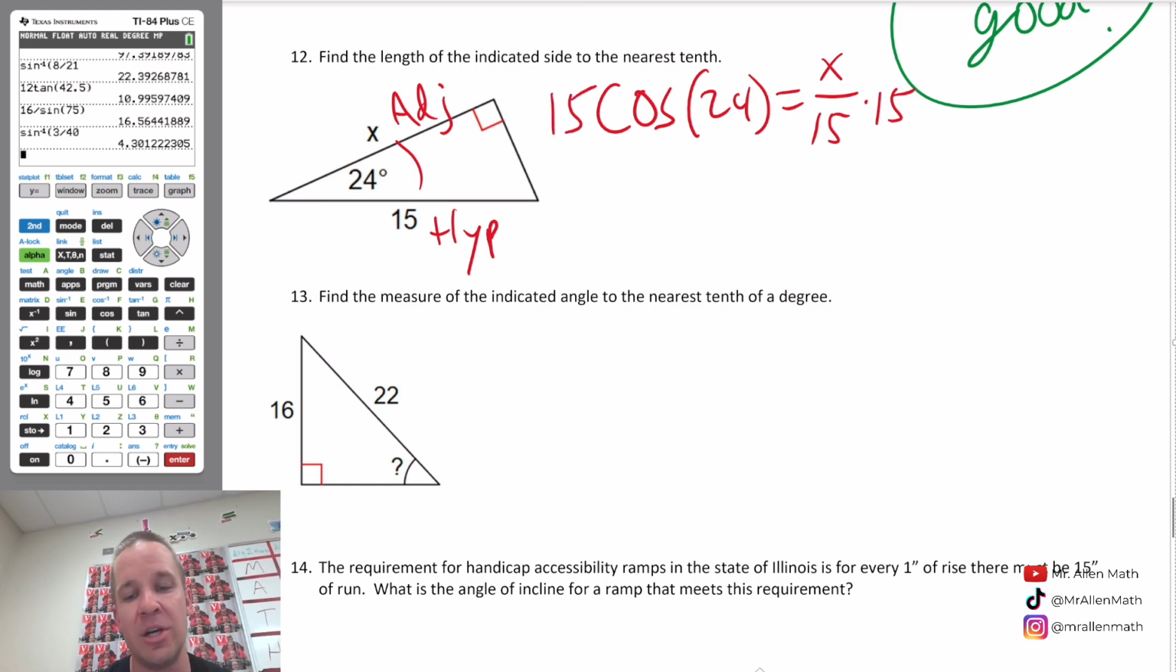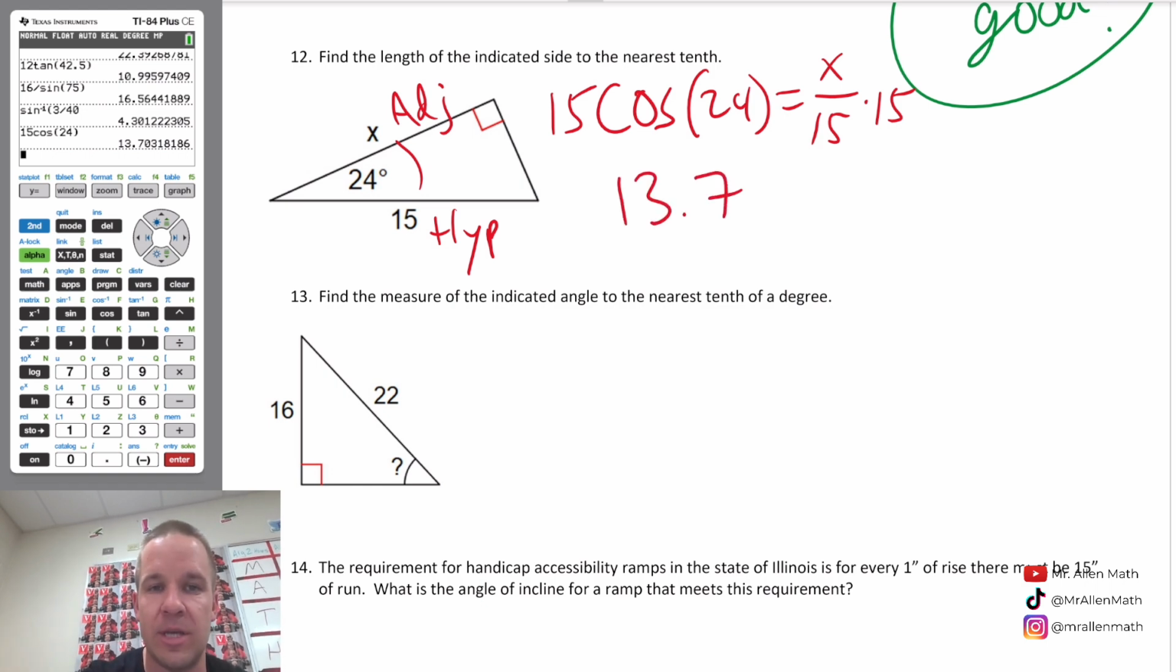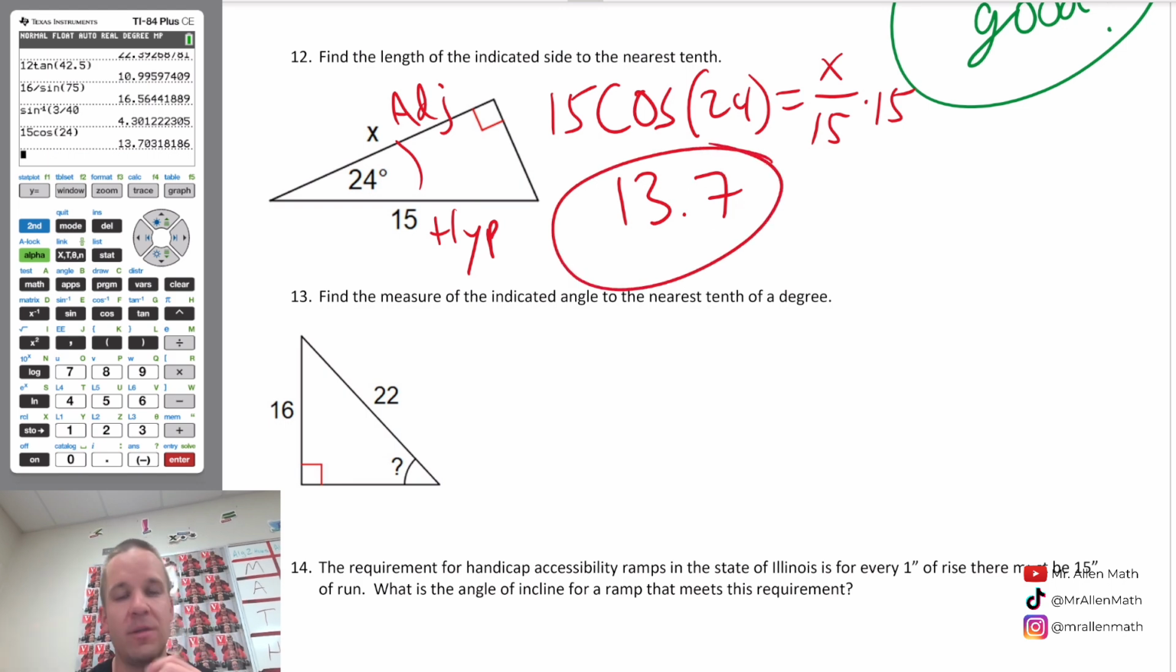No big deal on the algebra. 15 times cosine of 24. I guess I'll close my parentheses this time. There we go. If you were to do any other math after that, that's very important when you're hitting enter. So we get 13.7 units, whatever. It says to the nearest tenth, so we'll do 1 decimal place.